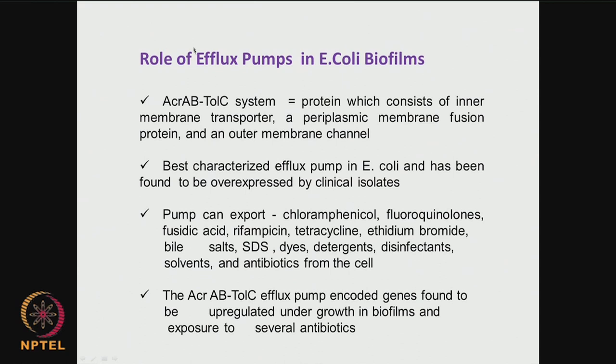If you look at E. coli, it has very well developed efflux pumps. This is a particular system, AcrAB-TolC. This is a protein complex which consists of an inner membrane transporter, a periplasmic membrane fusion protein and an outer membrane channel. So, in E. coli, these transporters, right from the inside of the microorganism, can throw the metabolite right outside into the extracellular space. These are the best characterized efflux pumps in E. coli and have been found to be overexpressed especially in clinical isolates, because clinical isolates develop a lot of drug resistance.